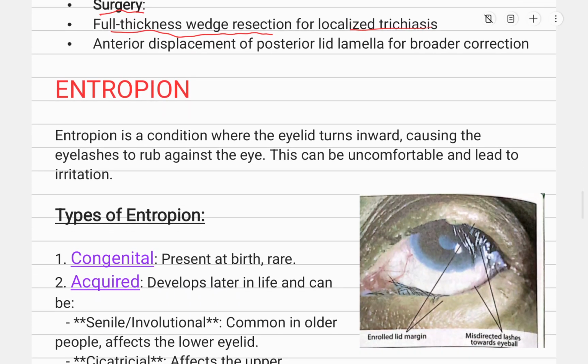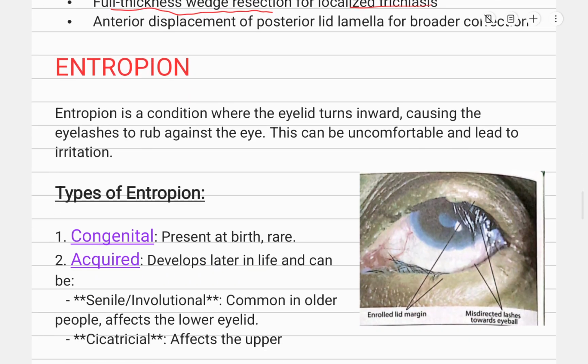Okay, the other topic is entropion. So now the problem is not with the eyelashes. Now the problem is with the eyelid. The whole of the eyelid is turning inwards. In trichiasis, as we have discussed, the problem is with eyelashes. Eyelashes are moving inward. But in this case, the whole eyelid is moving inward. As you can see in this picture, the eyelid is moving inward.